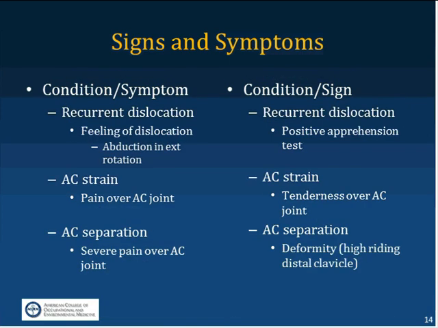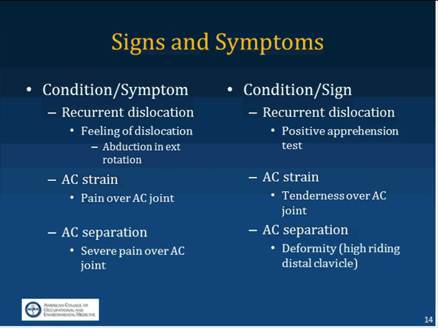With recurrent dislocation, the patient will often report a feeling that their shoulder dislocated, although it doesn't appear to be dislocated when you see them. And it will abduct in external rotation. That's fairly complex, but what you'll see on exam is a positive apprehension sign. So this is similar to other parts of the body where you start to press on the shoulder in the direction of the dislocation. The patient gets very worried you're going to pop it out again. This is generally not conscious.